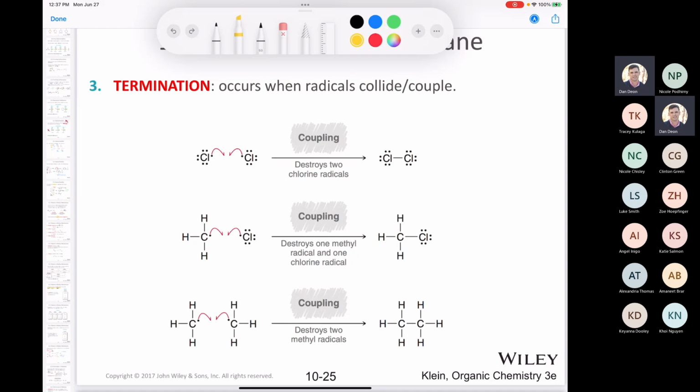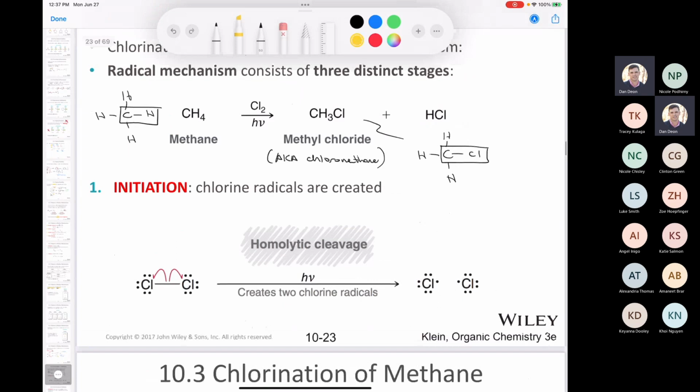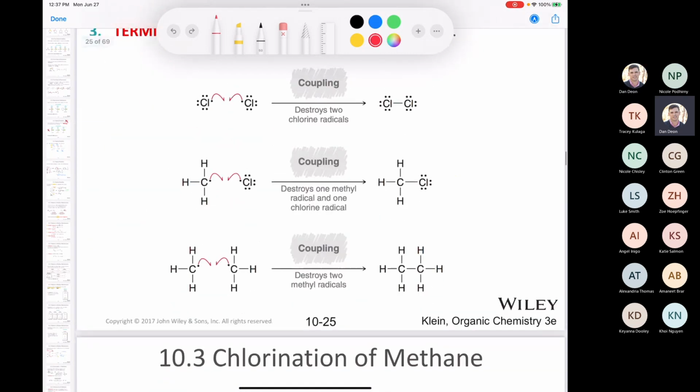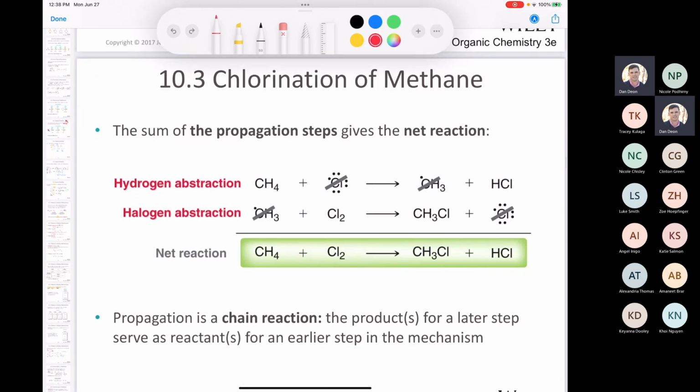That was the whole mechanism for the chlorination of methane, right? First step was initiation. Propagation had two steps. One was hydrogen abstraction. Two was halogen abstraction. I remember this because hydrogen is element number one and the halogens aren't element number one. That's my way of remembering that hydrogen abstraction is first, then termination.